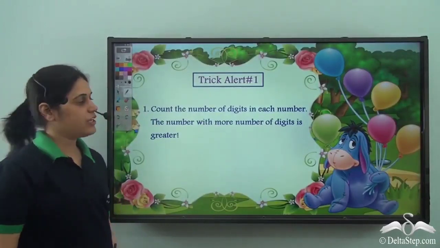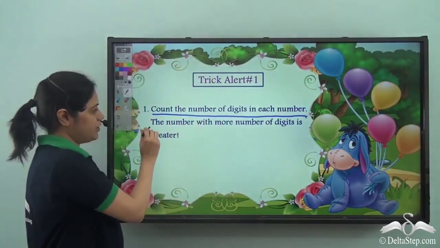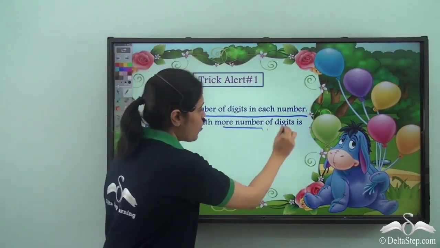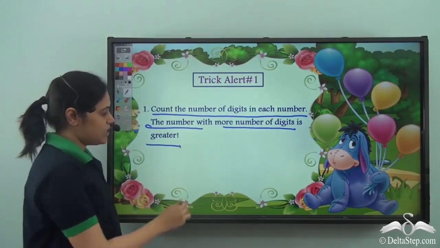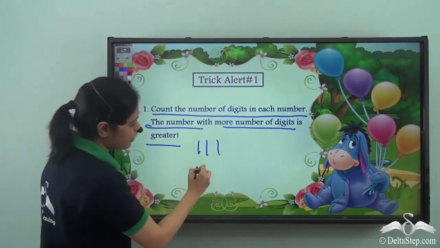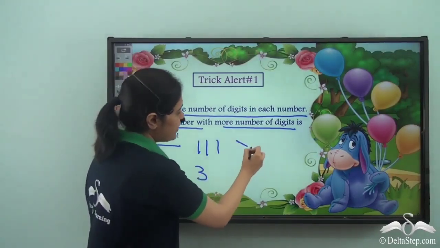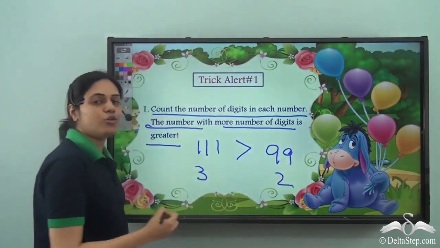The first trick is count the number of digits in each number. The number with more number of digits is greater. So this means that a number like 111, which is a 3-digit number, will be greater than 99, which is a 2-digit number.